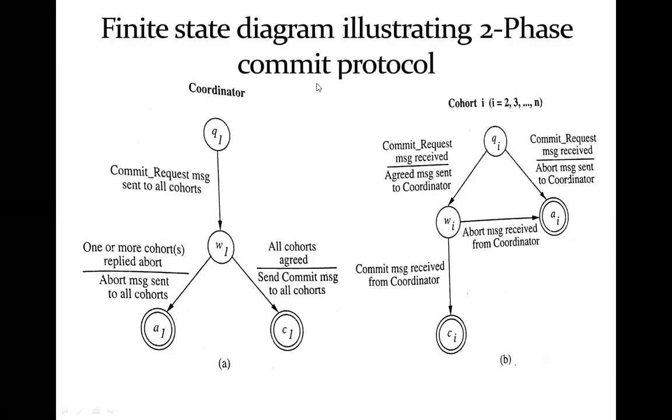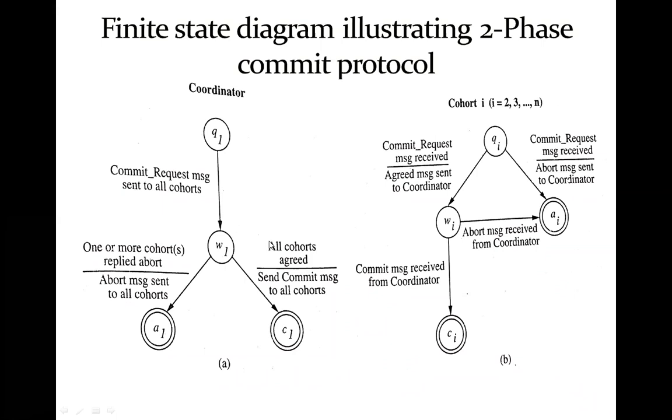Now, this two-phase commit protocol can be illustrated with the help of a finite state diagram, or finite state automata. This is illustrating the two-phase commit protocol. This is the coordinator side. This is the cohort side. Whenever the coordinator starts its transaction and starts sending messages, it will be in the state Q1, and it is going to change.